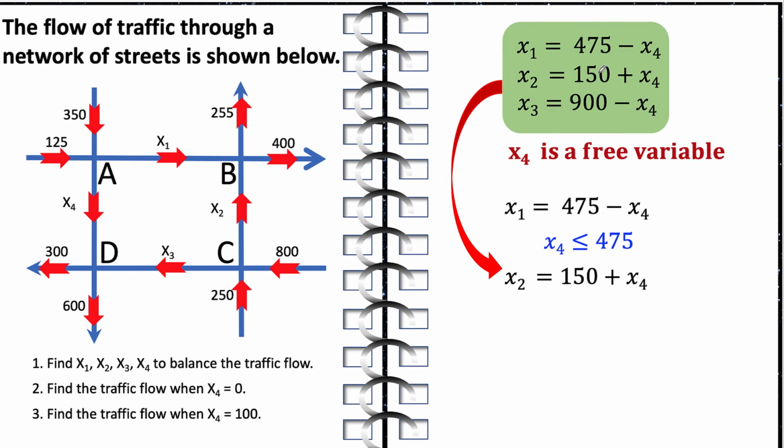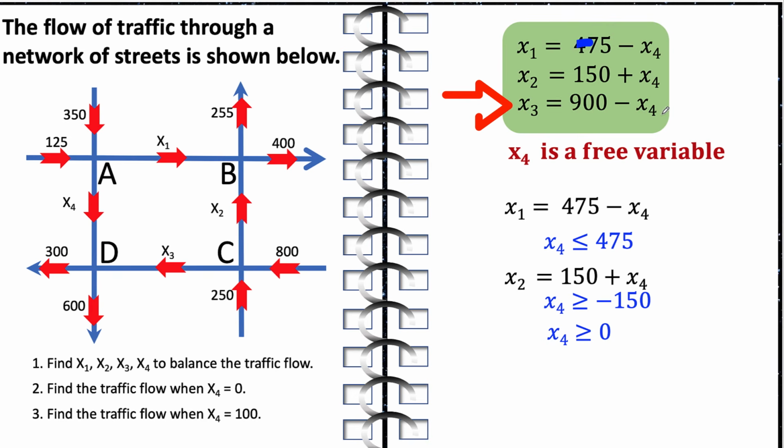Next, from the second equation, since x of 2 must be positive, and that is equal to 150 plus x of 4, x of 4 must be greater than negative 150. Because if x of 4 is negative 150 or less, then x of 2 would become negative. But we know that x of 4 must be positive, so we can rewrite this as x of 4 must be greater than or equal to 0. And then for the third one, x of 4 must be less than 900. But we cannot take all those values unless they are also less than 475, otherwise that will make x of 1 negative. So in effect, these are the only two restrictions for x of 4.